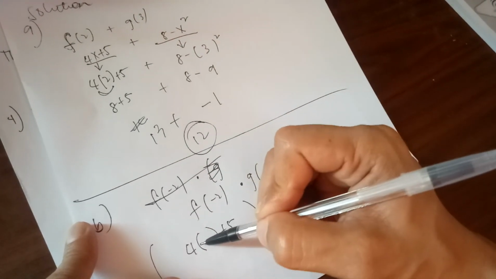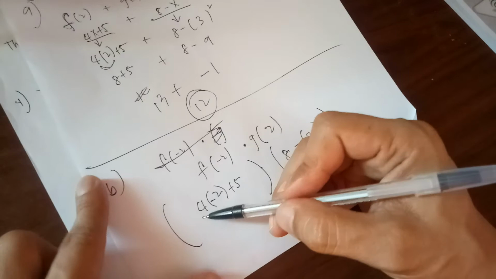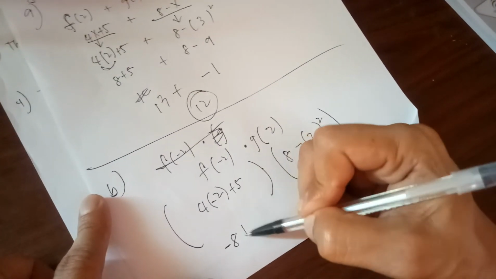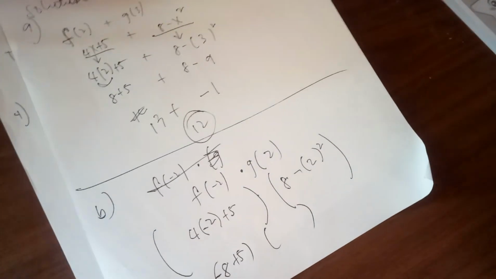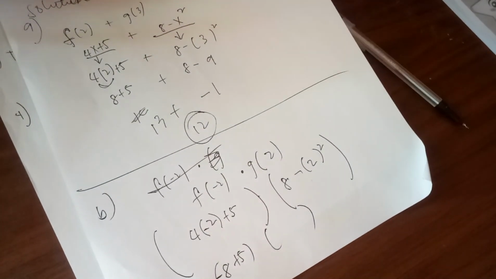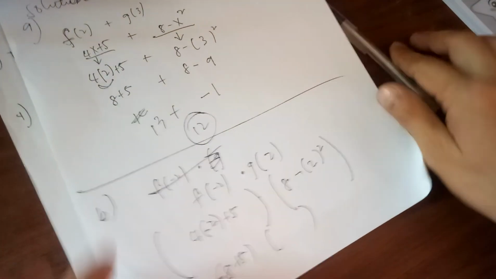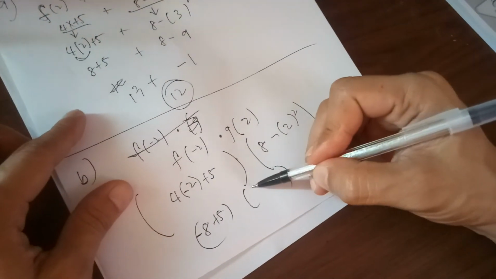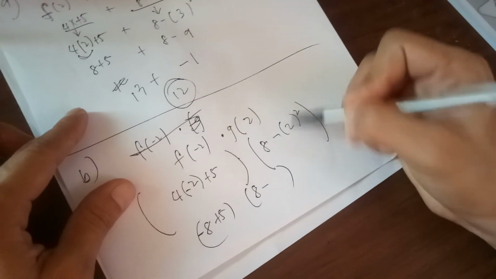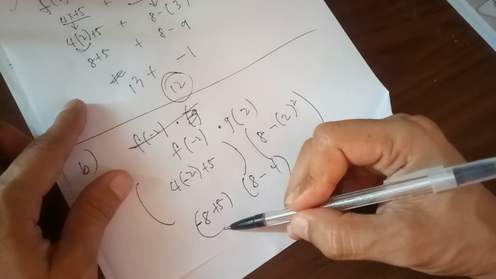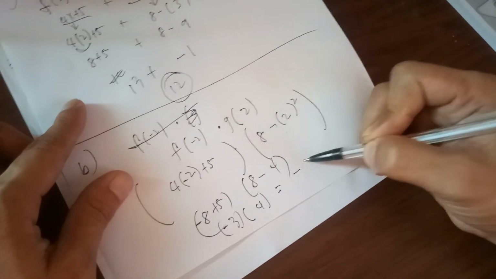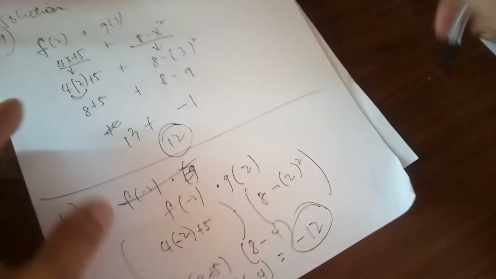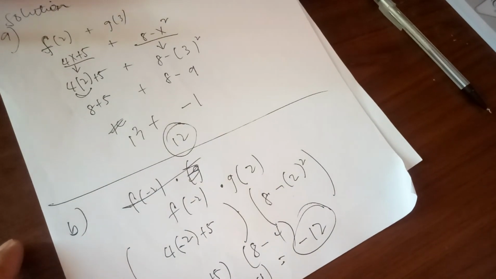Let us sub the value of f, negative 2. What is 4 times negative 2? Negative 8 plus 5. Okay, times 8 minus 2 squared, which is 4. And this is now negative 3 times 4. Final answer, negative 12. Okay, that's all.